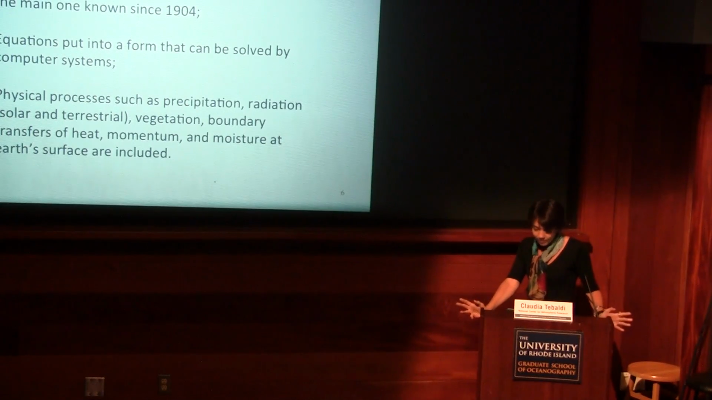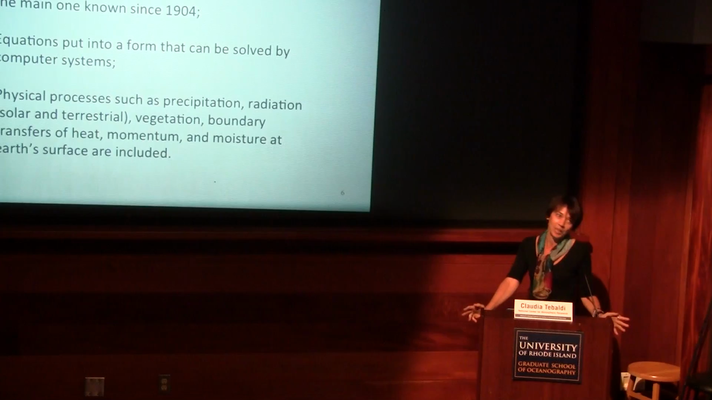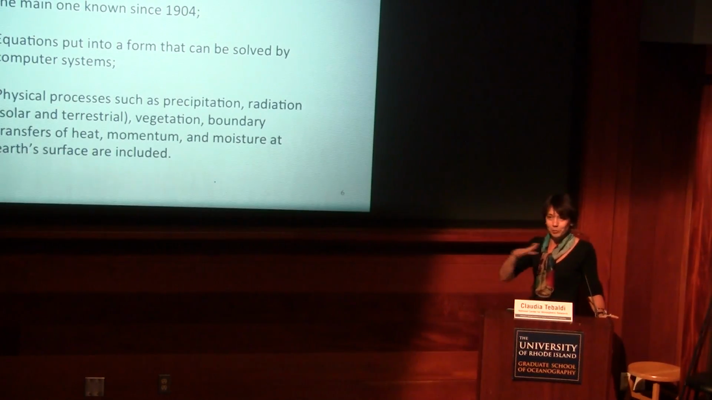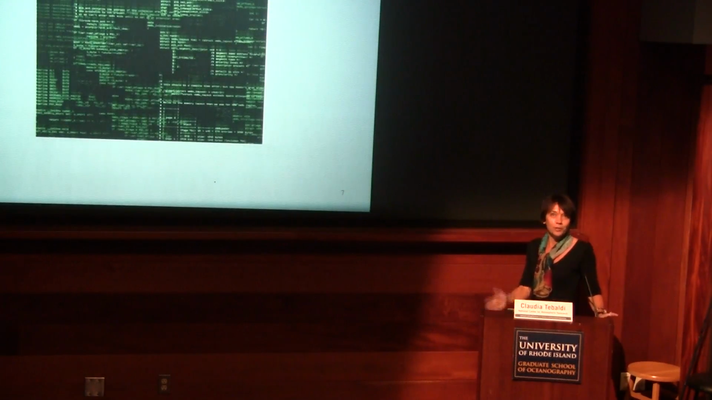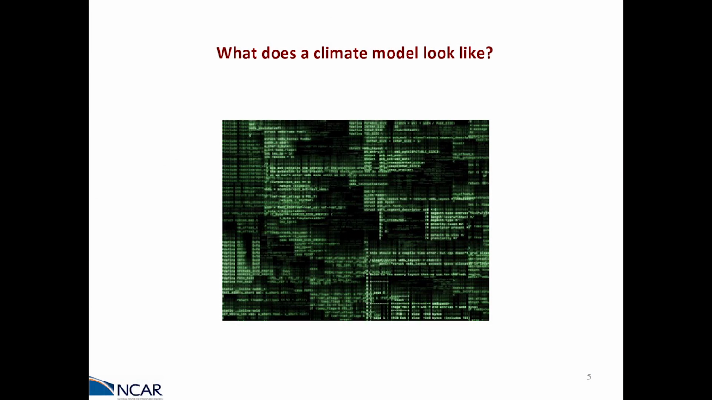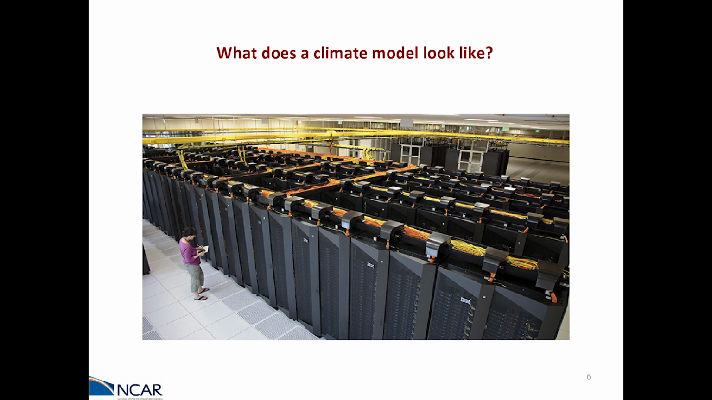And magically, out of these things come physical processes like temperature, precipitation, radiation, vegetation dynamics, transfers of heat between the surface and the atmosphere, or between the ocean and the atmosphere, all sorts of wonderful things. Now, some people look at climate models and see this kind of stuff. So this is computer code, and if I show you the NCAR climate model, it's millions of lines that look like that.